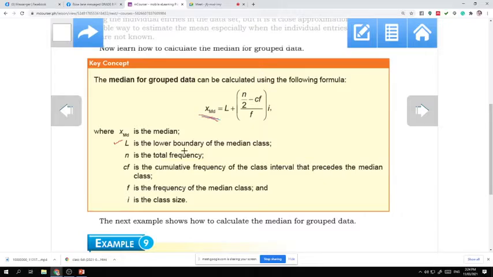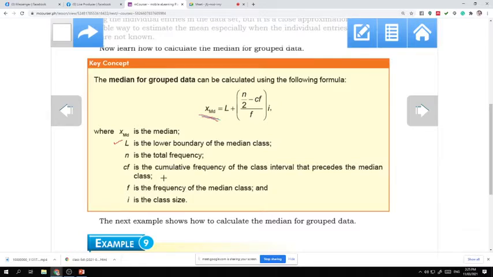So we will go over this one. Sir, how do you get the median class? Oh, we will have that one later. So take note of L. L is simply the lower boundary of the median class. Then you have here times, parenthesis, n over 2. N is simply, you know what n is? That's the total frequency. Over 2, divided by 2, that's a constant. Then minus CF. CF is the cumulative frequency of the class interval that precedes the median class.